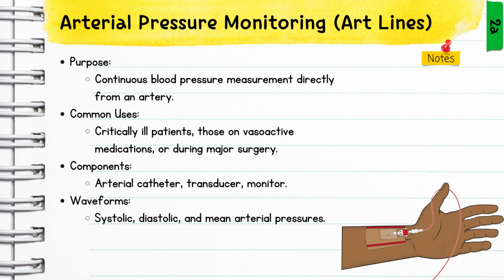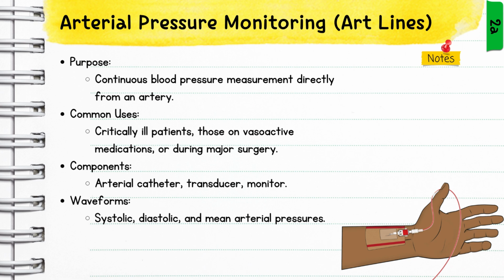The system includes an arterial catheter, which is inserted into the artery. And every time you hear the word catheter, just think of a straw, like plastic tubing. So it has an arterial catheter, which is inserted into the artery, a transducer that converts the pressure into an electrical signal, and a monitor that displays the pressure as a waveform. These waveforms give us real-time information on systolic, diastolic, and mean arterial pressures, helping us make immediate treatment decisions, okay?